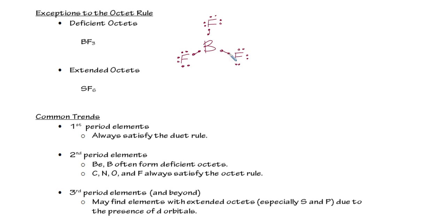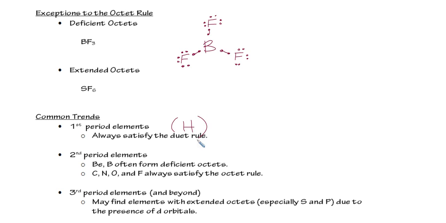Don't overthink it. So, common trends. Period 1 elements like hydrogen and helium don't necessarily need an octet. They're really only looking to fill the first energy level with 2 electrons. So we call that the duet rule. You're probably not going to deal with helium, so this really refers to hydrogen. Hydrogen only needs 2 valence electrons.